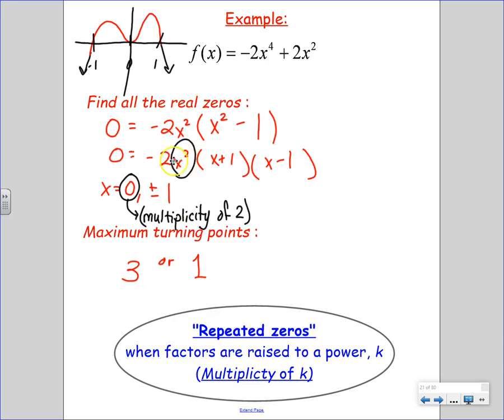Repeated zeros. If you have some sort of x raised to a power or any factor raised to a power, we can say that they are repeated factors. So this x was repeated. He had a multiplicity of 2 because the x was being squared. These ones technically have a multiplicity of 1, but is 1 really a multiplicity? Multiple? No. 1's just 1. Leave it at that.